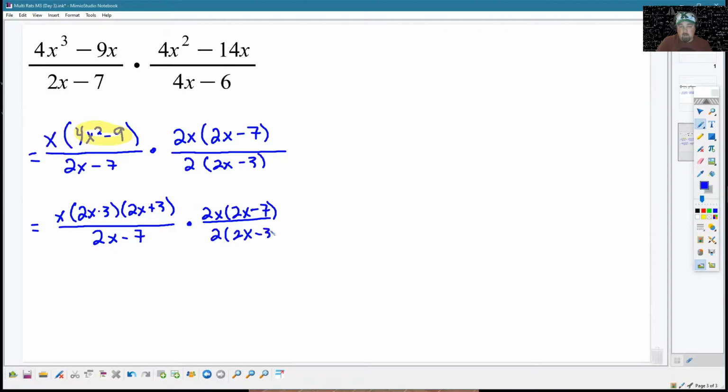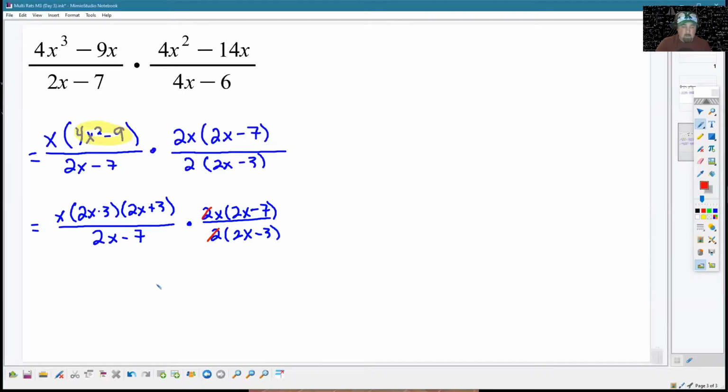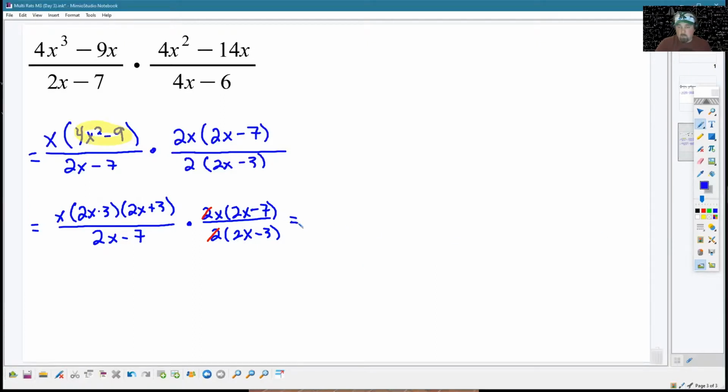2x minus 3. So the only thing that cancels right now is this factor of 2. Everything else is different, so it looks rather messy. But that cancels, and now let's make one fraction and see if anything else cancels. So we'll just write everything on the top. 2x minus 3, 2x plus 3. And now we have another x and a 2x minus 7. And remember, all those things are being multiplied together still.